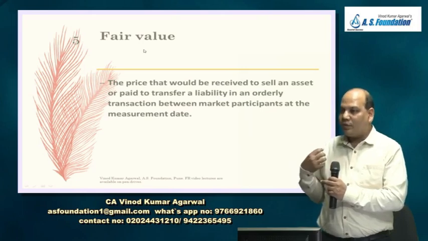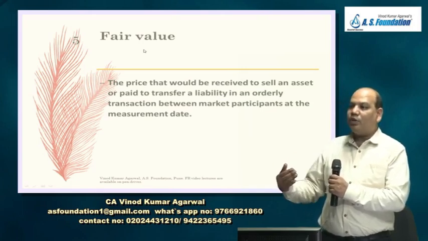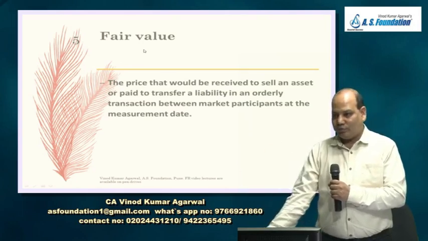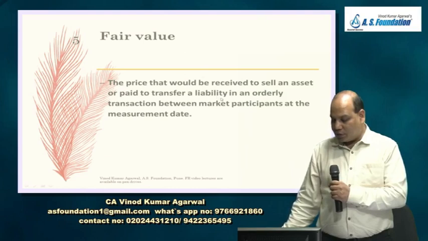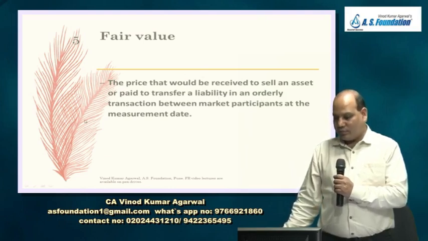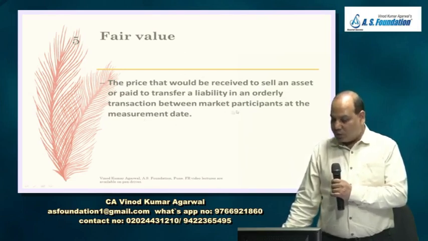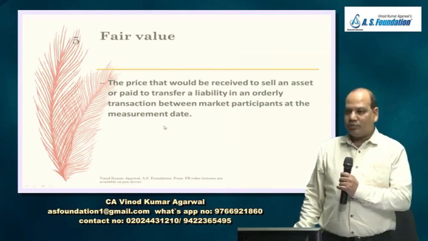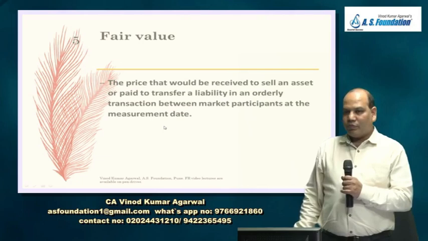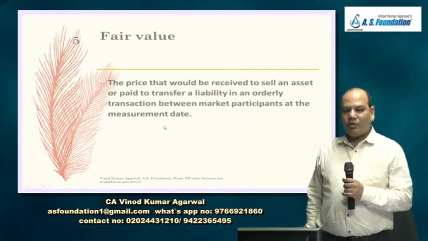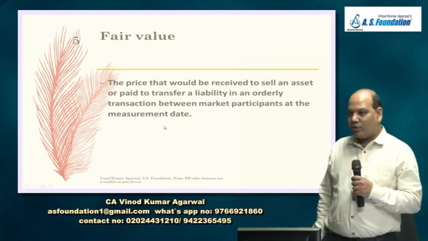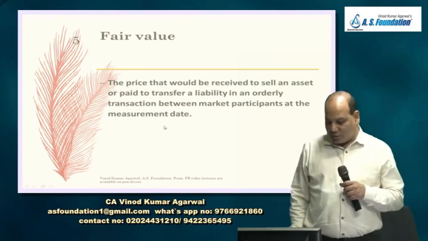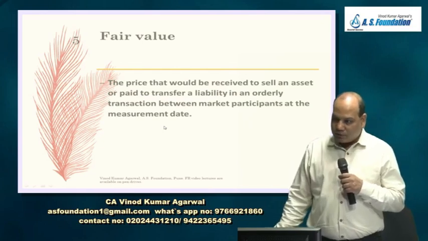When we sell the asset, we receive the amount. When we transfer the liability, we will have to pay the amount. Is it right? The amount paid to transfer a liability in an orderly transaction. Orderly transaction means normal transaction. Okay. Between market participants at the measurement date. Measurement date in our current chapter will be the reporting date. That is, if you are preparing the annual financial statement, it will be the last day of the year. If you are preparing a quarterly statement or half yearly statement, then it will be the last date of that quarter or half year.